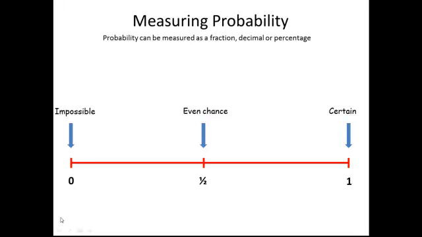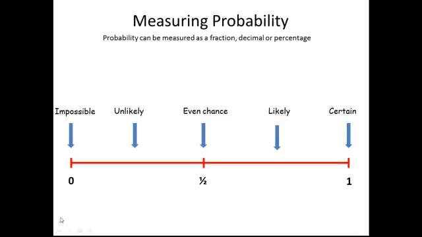Okay, if something is between a half and 1, then we say it is a likely event to happen. And the closer you are to 1, the more likely it is that this probability will happen. If something is between 0 and a half, then we would say it's unlikely it's going to happen. And of course, the closer to 0 you are, the more unlikely it is.